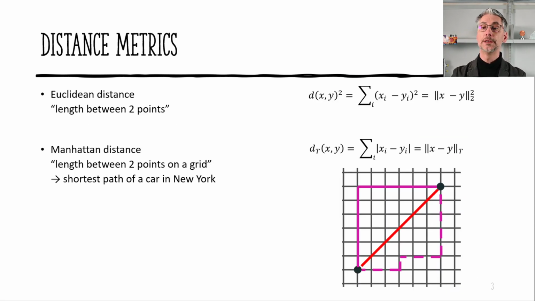To do so, we need to define a distance metric, and the most typically used metric is the Euclidean distance, that is essentially the length between 2 points. Right? And this is what we most commonly use, but there are other distance metrics that are frequently used as well.